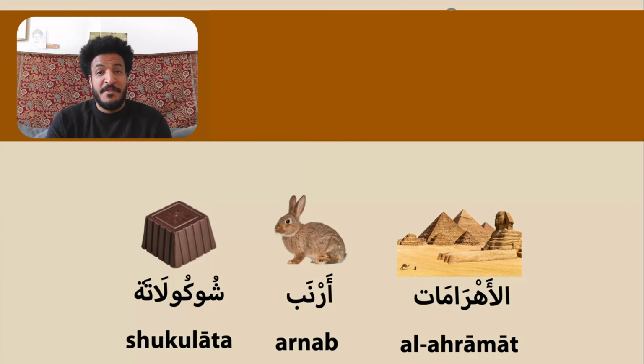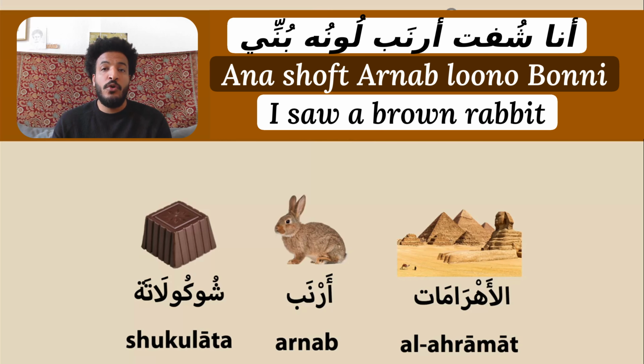If you went to Egypt and visited the pyramid, let me know how this experience was for you. And the next one we have here is أرنب. A rabbit also can be brown. So to say I saw a rabbit with the color brown, I would say أنا شفت أرنب لونه بني. أنا شفت أرنب, I saw a rabbit لونه بني.